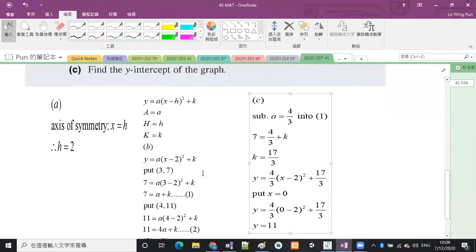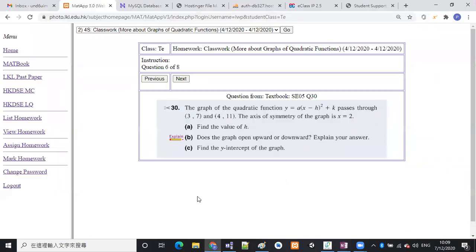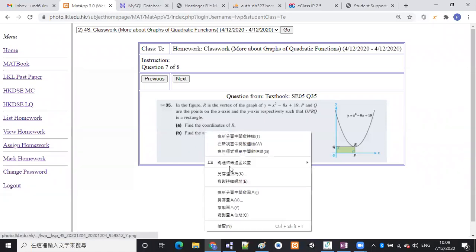Okay, so this is question number 30. Any problems? Next one. Next one will be 35.